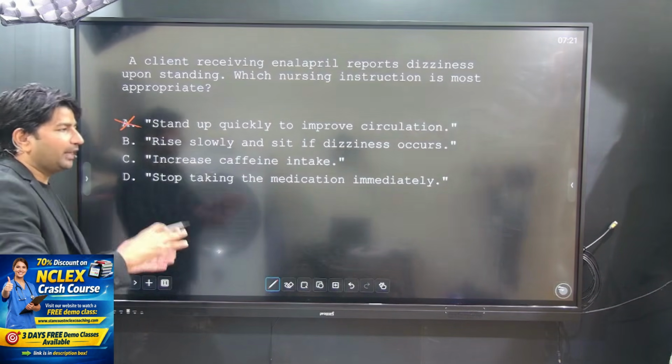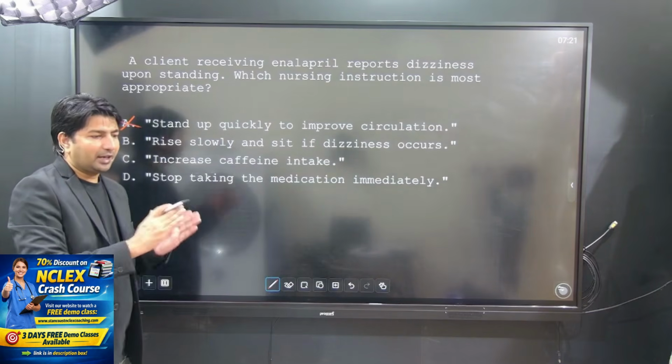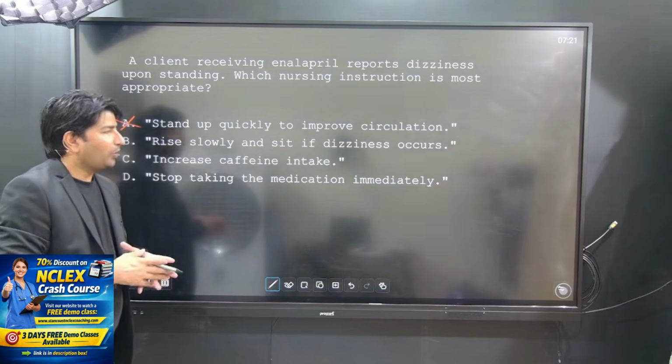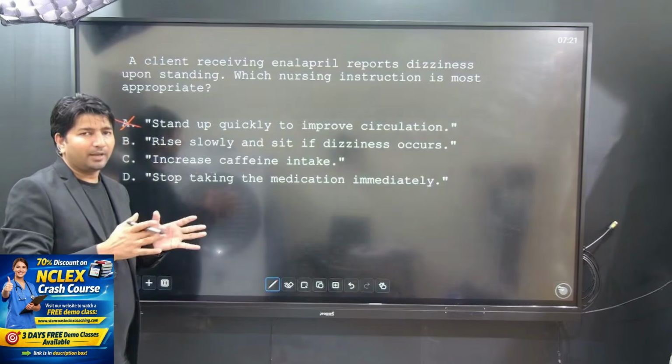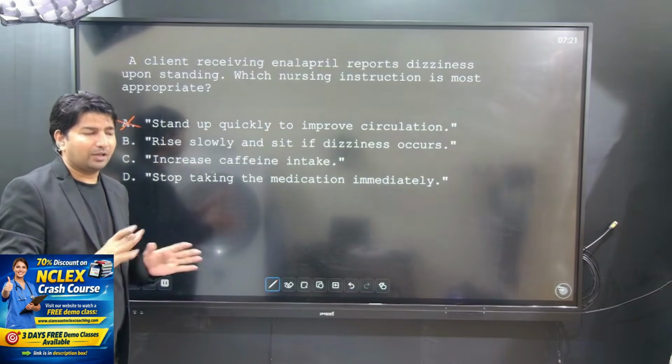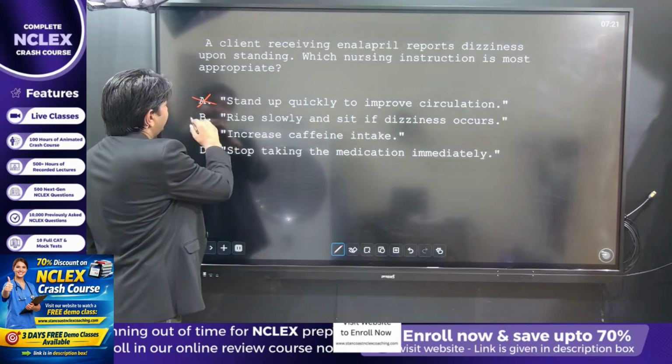Rise slowly and sit if dizziness occurs. Yes, the patient needs to get up slowly. If the patient is lying down, they should sit up slowly before standing. And if they're already sitting, they should stand up gradually. Not quickly. So this is the correct answer.